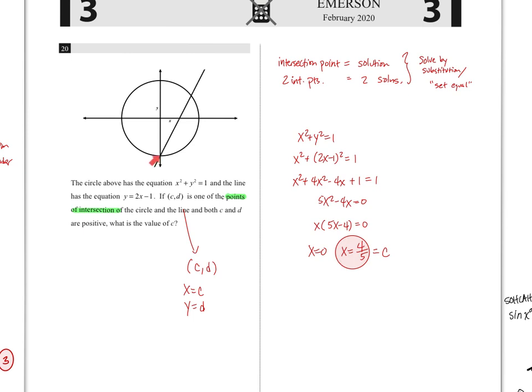Looking at the graph, we don't want this intersection point, x value. We want the other one on the right-hand side, the top right-hand corner. So that means that, of course, our answer is x equals 4/5. Okay, so that's it.